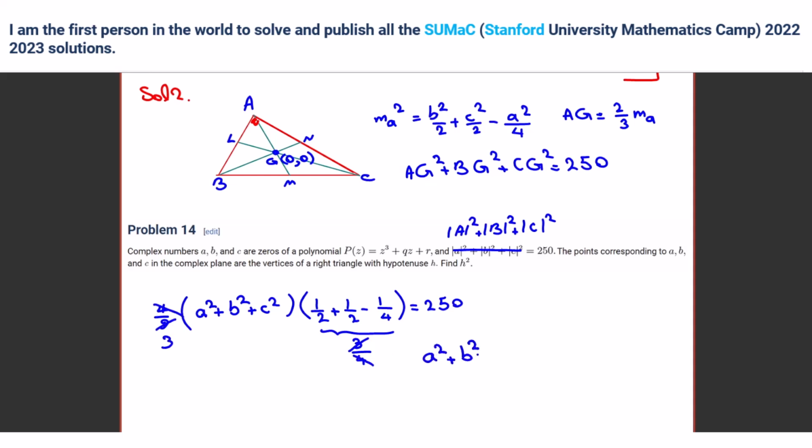So what's a squared plus b squared plus c squared equal to? 750. B squared plus c squared is what? A squared. So what's a squared equal to? Is 375, right? Yeah. And this is hypotenuse h. Yeah. H is what? H is A. Hypotenuse. Okay, so we proved this, right? Yeah.